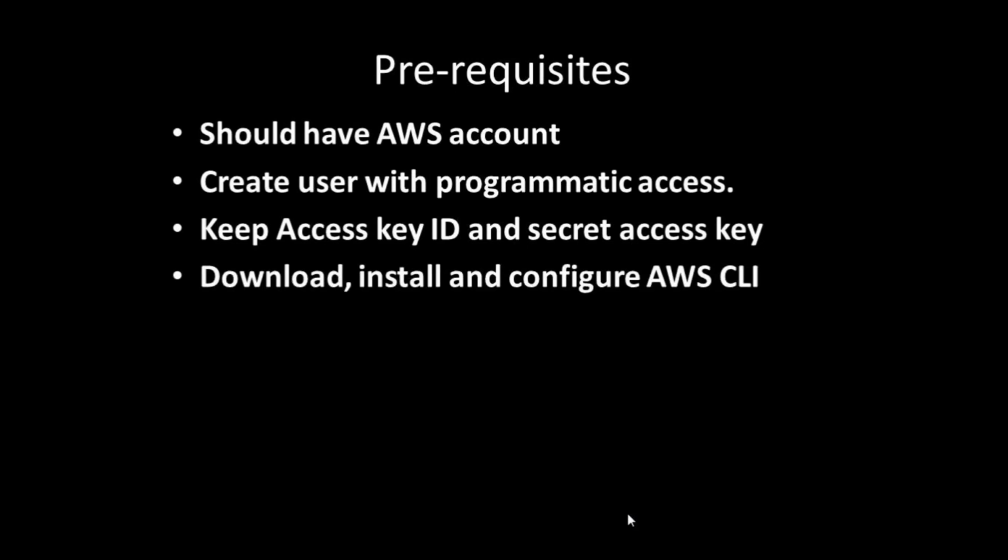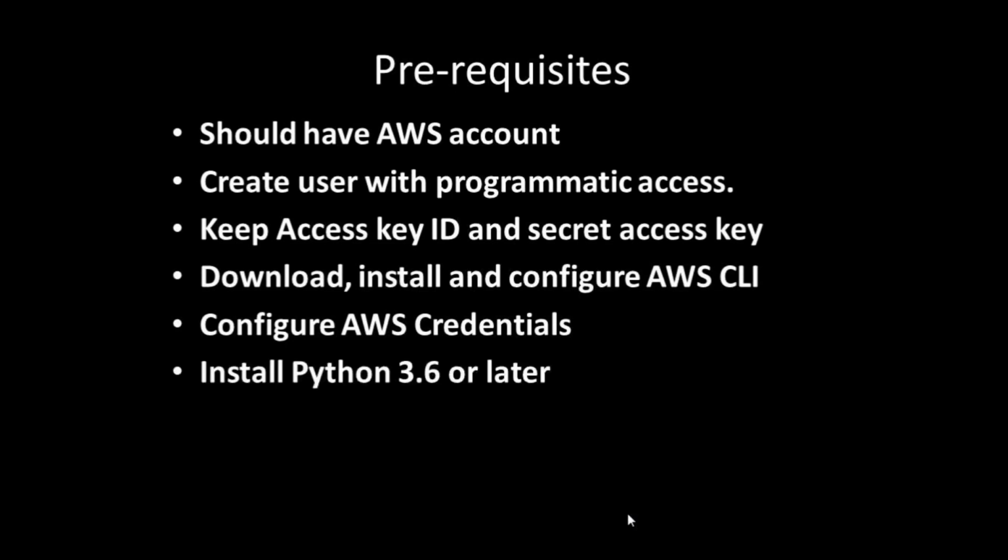Then you have to download, install, and configure AWS CLI, command line interface. Then you have to configure the AWS credentials, like what access key you need to use, what the secret access key is, and which region you want to use by default. We will be seeing how to configure AWS credentials. Once we do all this, you should have Python 3.6 or later installed in your system, and then you have to install the Boto 3 package.